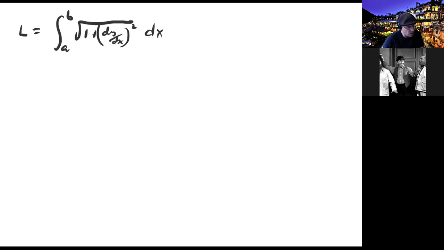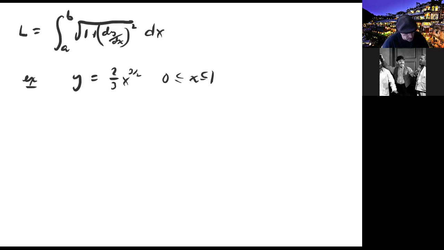So let's try the arc length. Let me first of all put back the arc length formula. So it's the integral from a to b of the square root of 1 plus dy over dx quantity squared times dx. Okay, so now let's do an example. Let's consider the curve y equals 2/3 x to the 3/2, where x is going from 0 to 1. So what is the arc length formula?